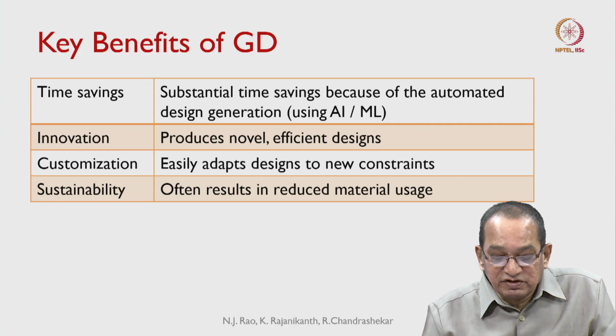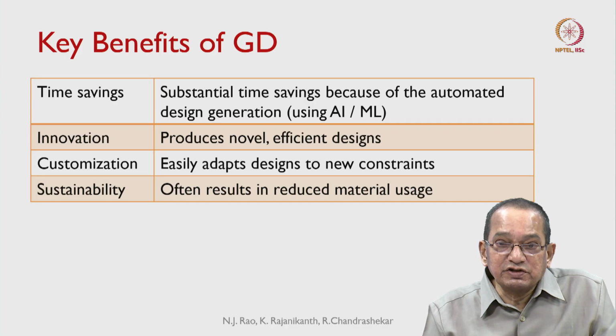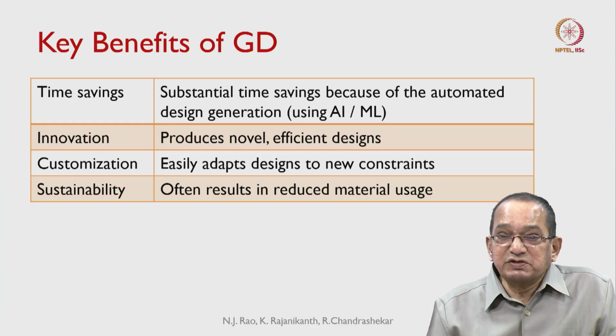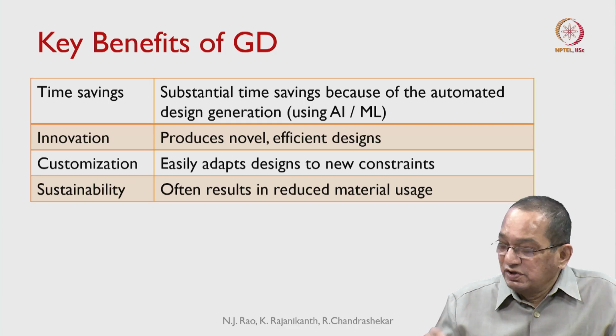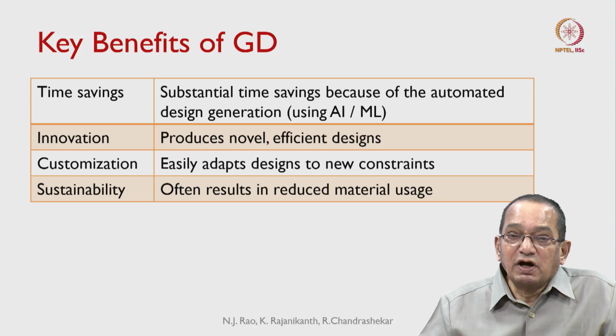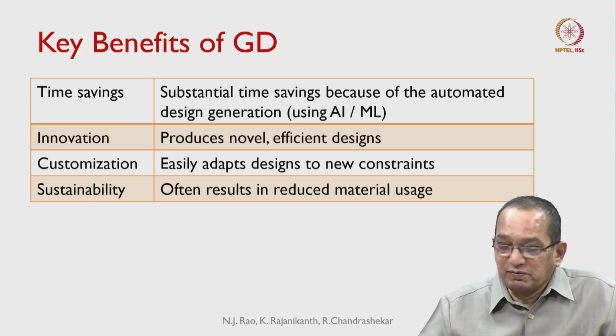Sustainability often results in reduced material usage. The system is able to optimize the material usage much better than what probably a human designer could do, because of the enormous computational power of the machines which are being used for the AI purposes and ML purposes.